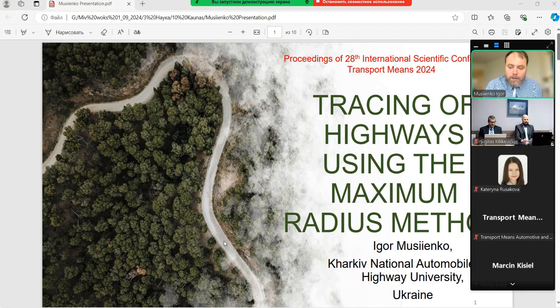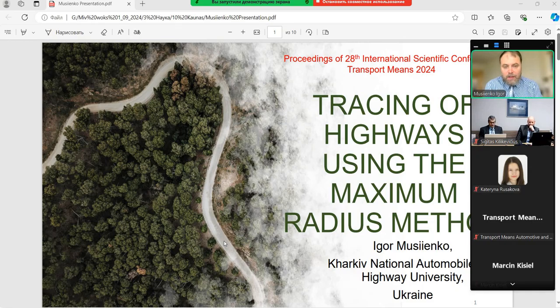Here's a report on tracing highway using the maximum radius method for your consideration. Today I will present the problems of designing a new highway, motorway, or reconstruction of an old one in a layout plan.